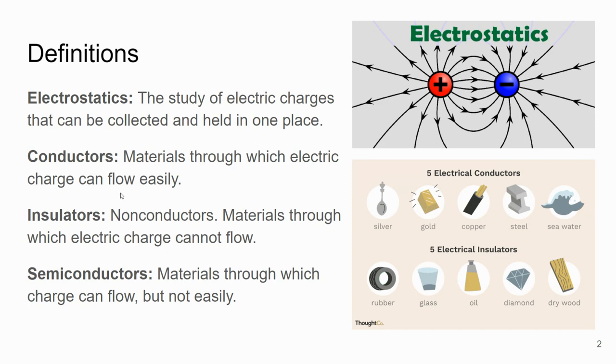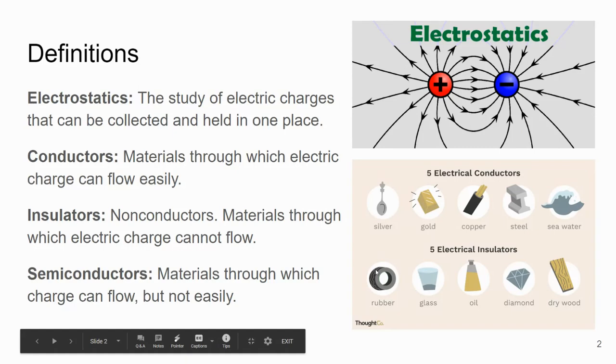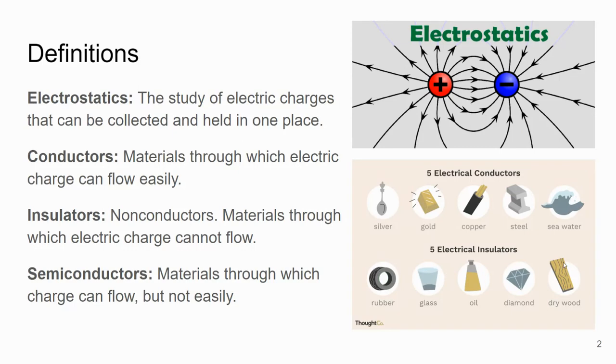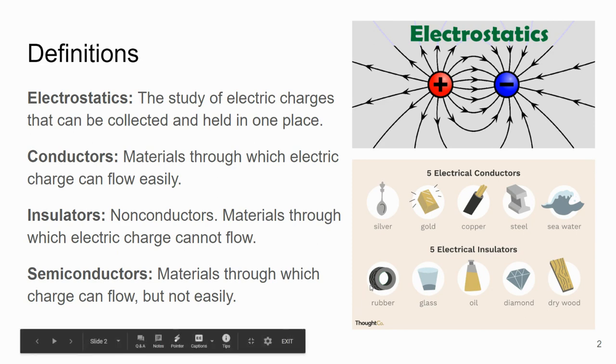Now, you also have things called insulators. These are non-conductors, materials through which electric charge cannot flow. So rubber famously is a good conductor. Glass, oil, diamond, dry wood. Right, I'm sorry, I think I said they were good conductors. These are good insulators. Yeah, rubber is an insulator, not a conductor.